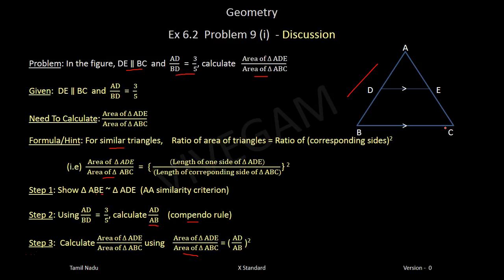are similar. Once that is done, then you use compounder rule and calculate AD by AB. Okay, because what is given is AD by BD, but we want AD by AB, the ratio of corresponding sides. Then once that is done, use the property of similar triangles. The ratio of the area of similar triangles is equal to the square of the ratio of corresponding sides. Use that and get the value of the areas ratio.